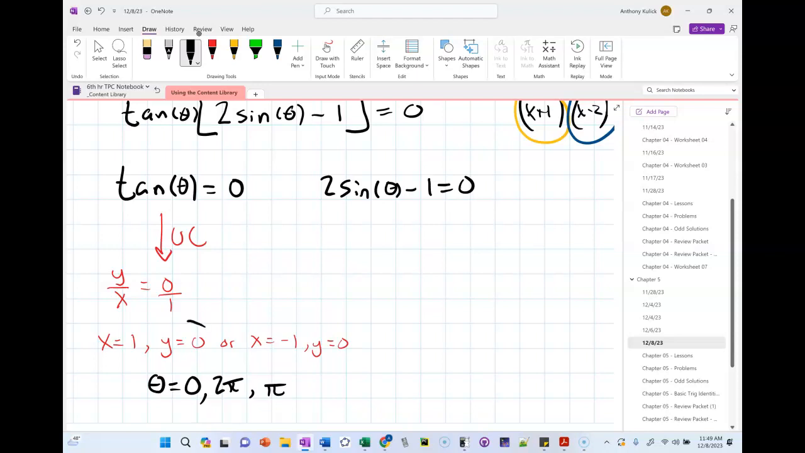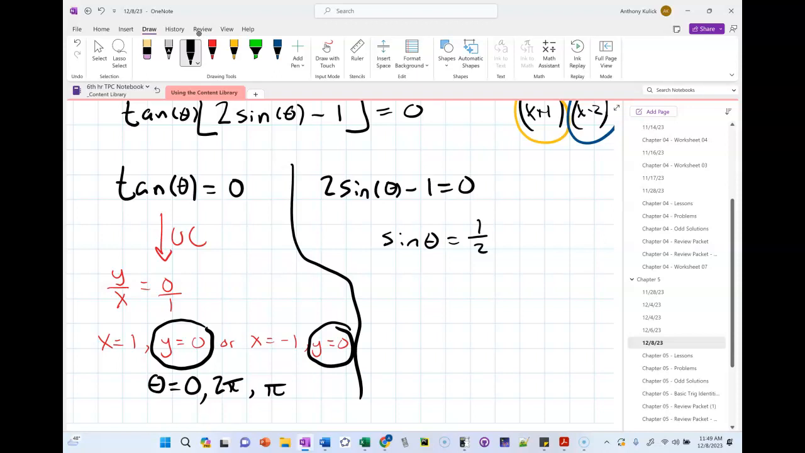So really what I care about is just looking for where the y coordinate is 0, right? At the end of the day, that's all I really cared about. So let's look at our next part. 2 sine theta minus 1 is equal to 0. What am I going to do first? And then? Okay, add 1 and divide by 2. It's our old friend sine equals 1 over 2. We've seen that like 3 times now today.